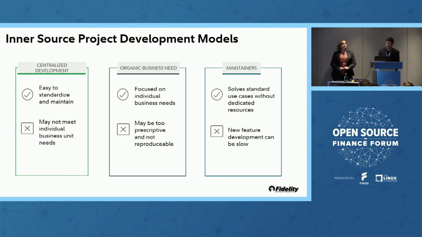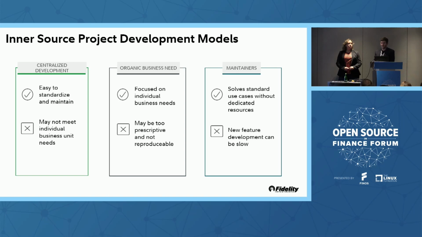And then our final model here, the maintainers model. This is a group that's appointed or self-organized around maintaining an existing project. You see this a lot with open source projects. Normally we see this in Fidelity only used for more mature projects that don't have a lot of active development going on, although it can happen. Decisions are normally reached by consensus among those maintainers, and it's probably the most organic or bottom-up model. One of the big advantages is that it doesn't necessarily require dedicated resources, just interest by people to maintain it, because you have that group of maintainers.